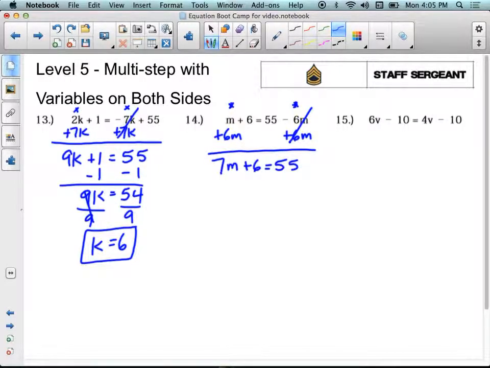Again, now we have just one of our regular two-step equations. 7m is the variable term, 6 is the constant term. I'll subtract 6 from both sides to eliminate that constant term, and I'll get 7m equals 49. Okay, last step, I've got 7 times m. In order to get m by itself, I'm going to divide by 7 on both sides. M equals 7.